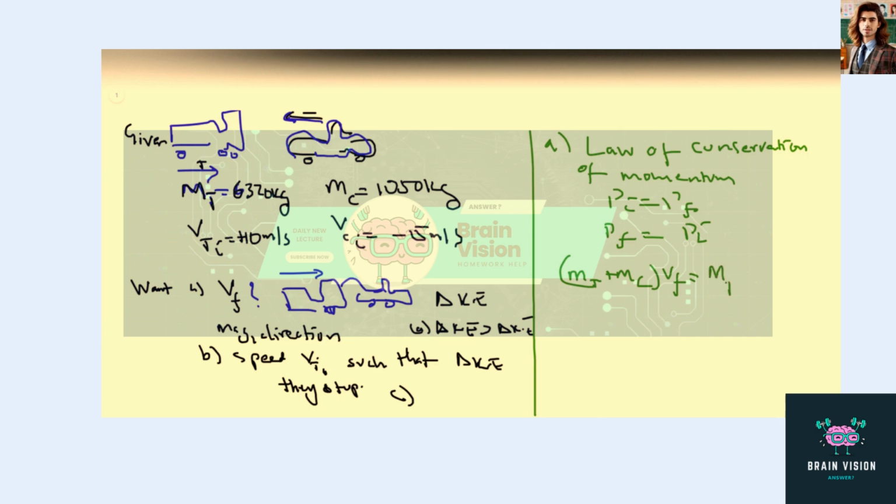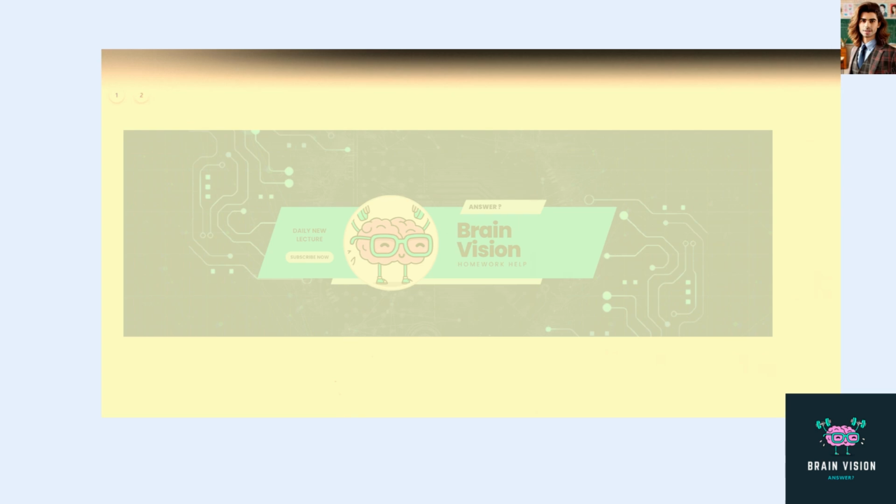is the same as the mass of the truck times the initial velocity of the truck, plus the mass of the car times the initial velocity of the car. Moving things around, the final velocity is the initial momentum of the truck plus the initial momentum of the car, over the sum of the two masses together. We'll do this on the next page.